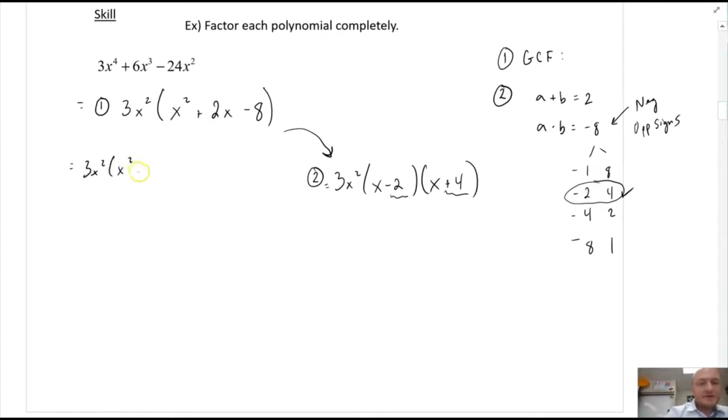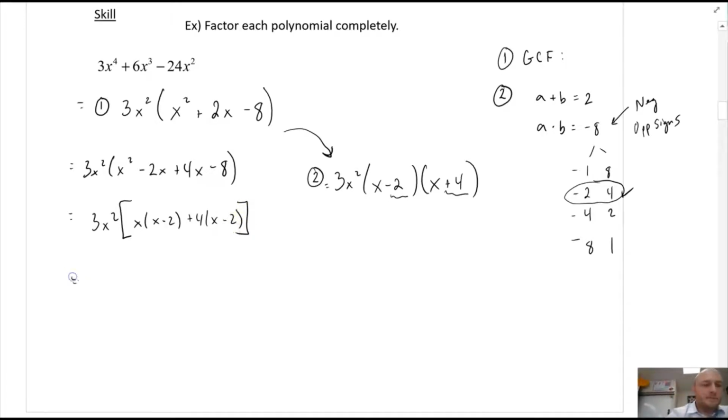Okay, I have an x term, so it's got to be linear. So I'm going to rewrite this as negative 2x, positive 4x, minus 8. Okay, now I'm going to go ahead and factor this. So I have an x times x minus 2, and I have a positive 4 times x minus 2.